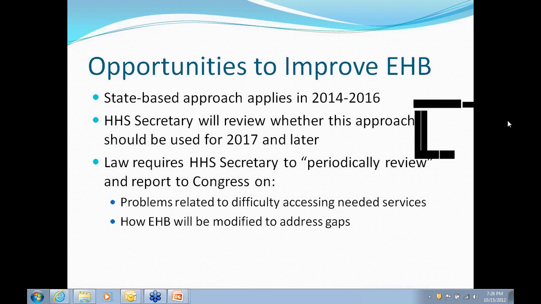The law requires the Secretary to periodically review and report to Congress on a number of different pieces of how the essential health benefits is being applied. And they ask specifically for whether or not problems come up with patients accessing needed services and care, and suggests that when the Secretary identifies gaps such as those, she must suggest a way to fill in those gaps in her report to Congress. So there's an official opening here to demonstrate where there are shortcomings and to propose solutions.